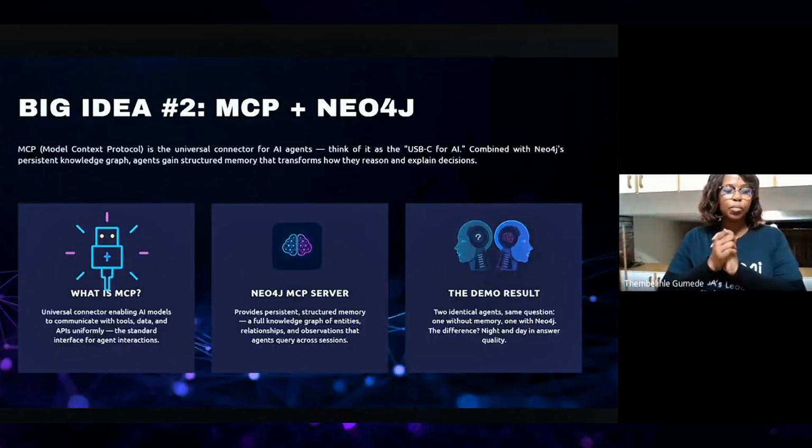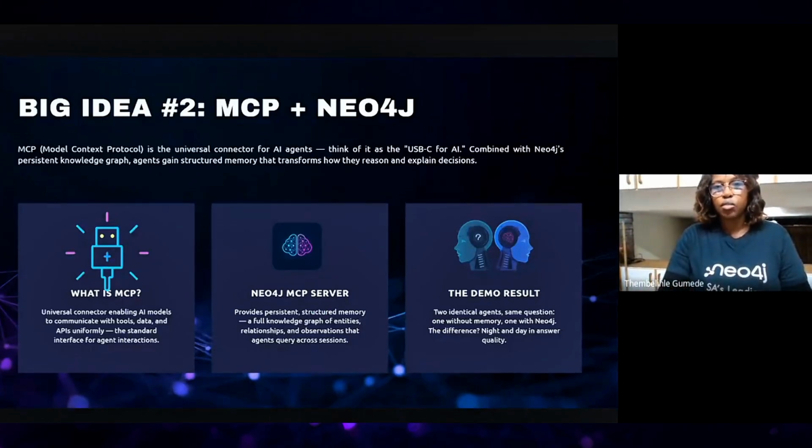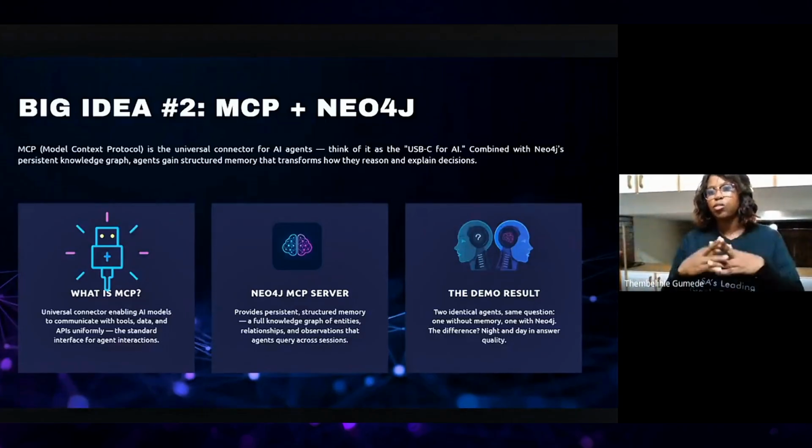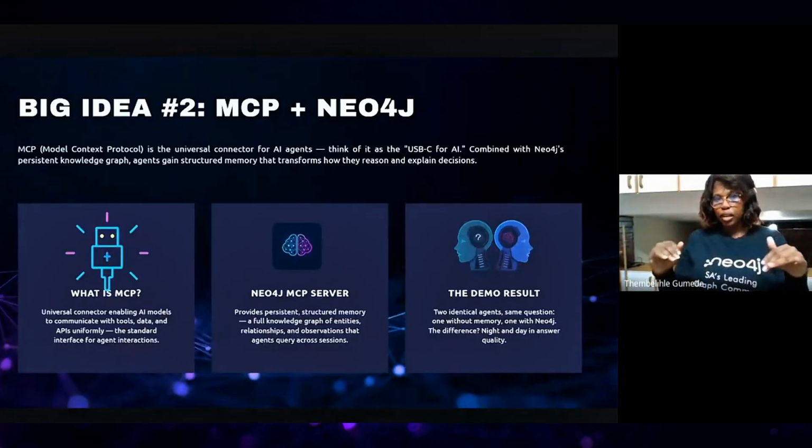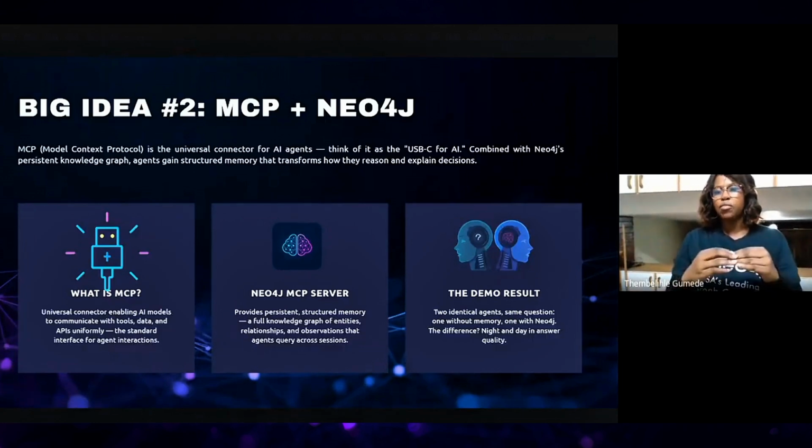Okay, so let's come to big idea number 2, which is MCP and Neo4j. This is the technical bridge making this possible, right? MCP stands for Model Context Protocol. It's essentially the universal language that allows AI agents to securely connect to external data sources, right? So when you pair MCPs with Neo4j as a memory layer, this is where the magic happens. You move from stateless, forgetful AI to intelligent systems that have persistent and explainable memory. And this is how agents will remember, reason, and critically explain how they came to a decision.